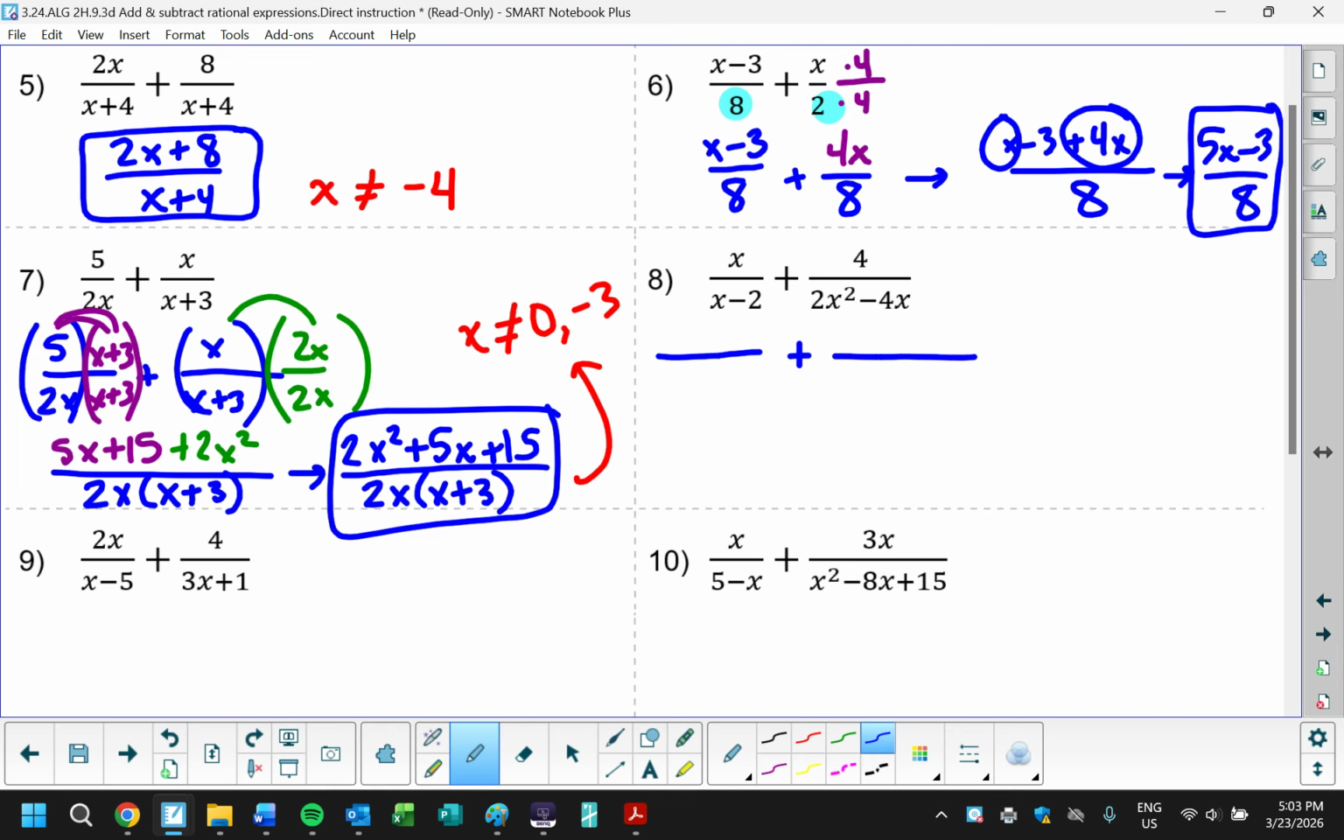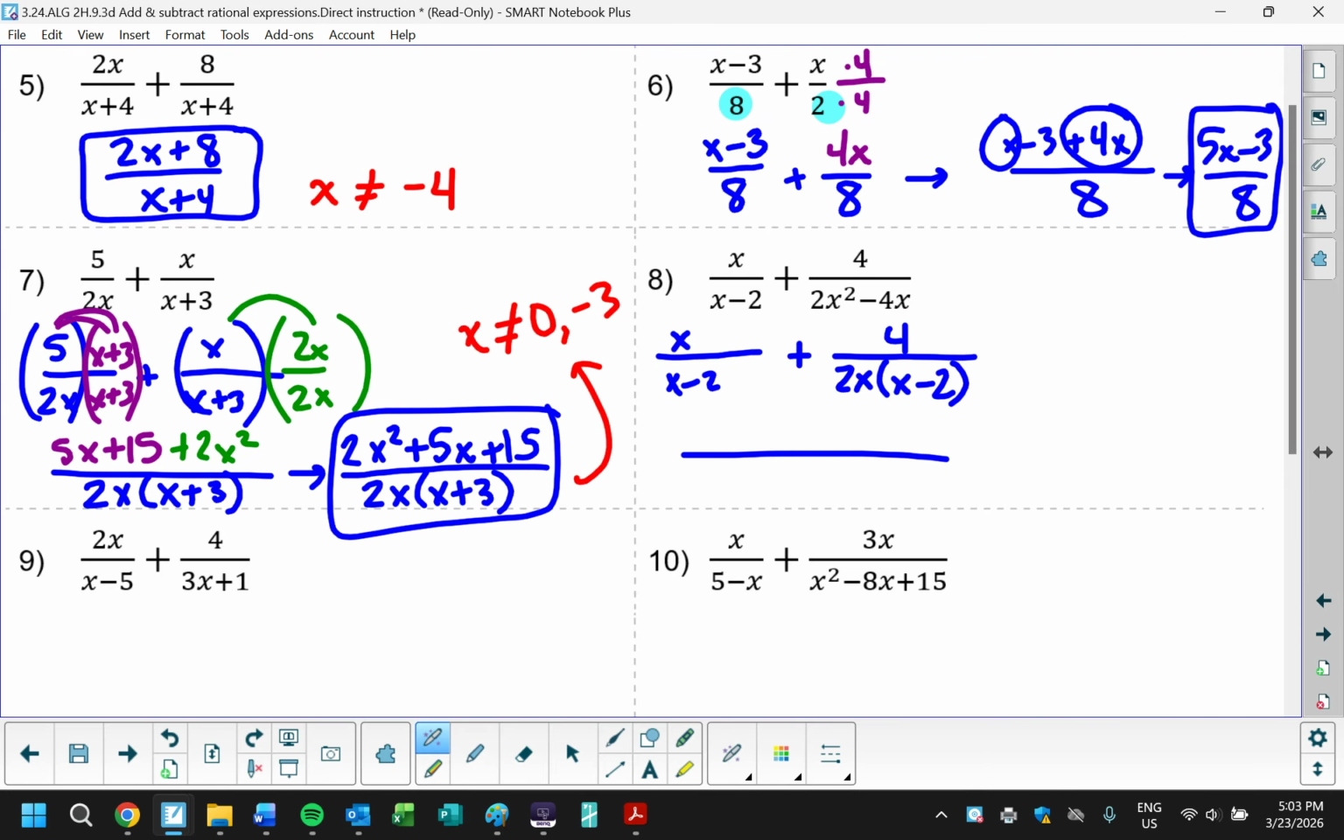First thing I'm going to do is factor the right problem. And notice that we have a 2 and an x that can be pulled out of this. Let me just make sure I'm doing this right. 2x times x, still 2x squared. 2x times negative 2, still negative 4. Good. Oh, and look at that. They both have an x minus 2.